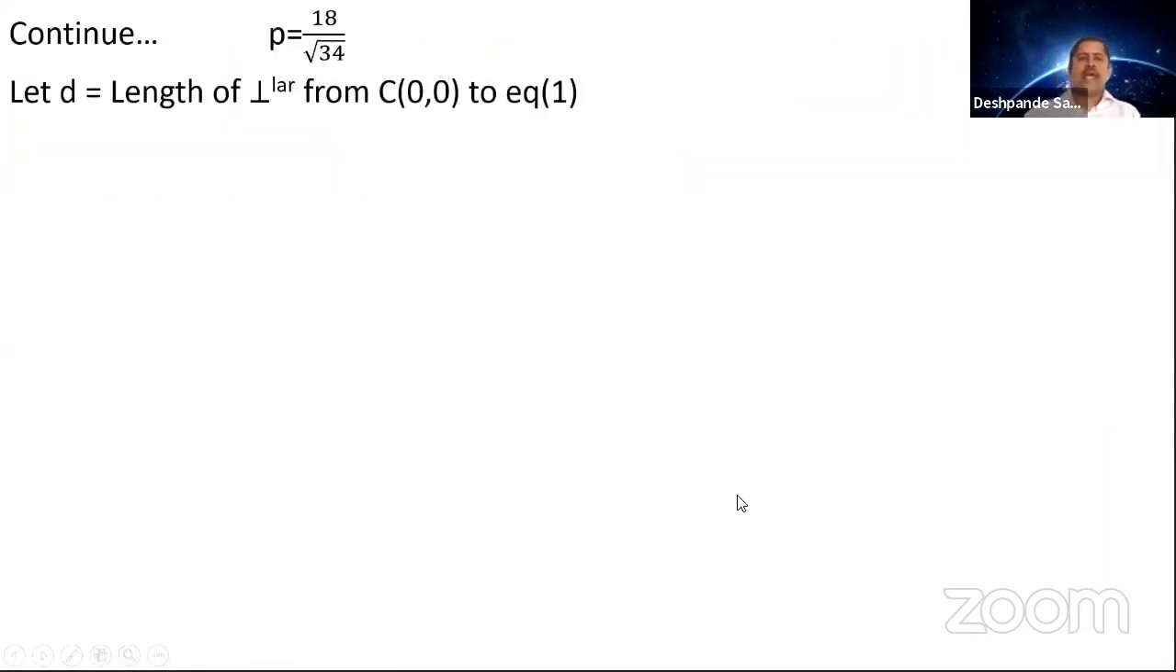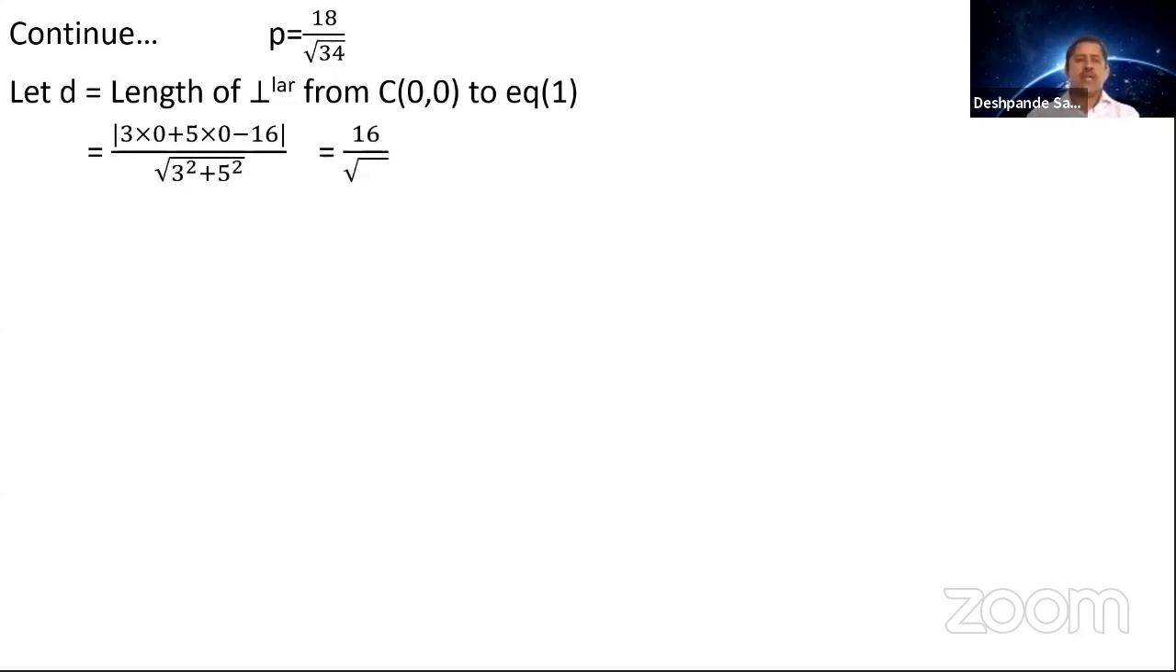So D is nothing but the length of the perpendicular from the center, what is the center? (0, 0), to what? Again, the chord of contact, equation 1. So how to find the length? Again, the same formula: a x1 plus b y1 plus c by root over a square plus b square. Here (x1, y1) is (0, 0). So 3 into 0 plus 5 into 0 minus 16 divided by root over 3 square plus 5 square. So what do you get the answer as?